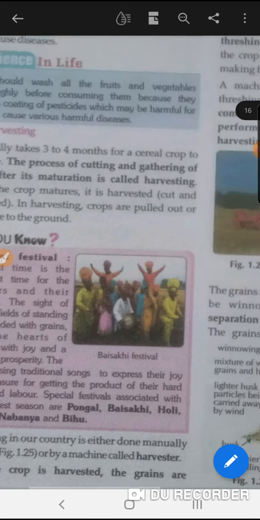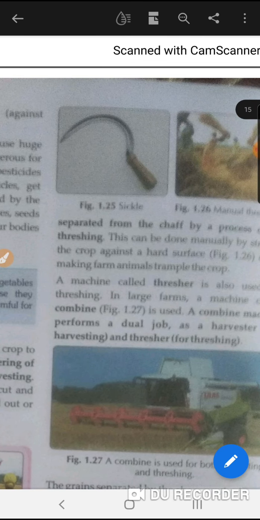After the crop is harvested, the grains are separated from the chaff by a process of threshing.